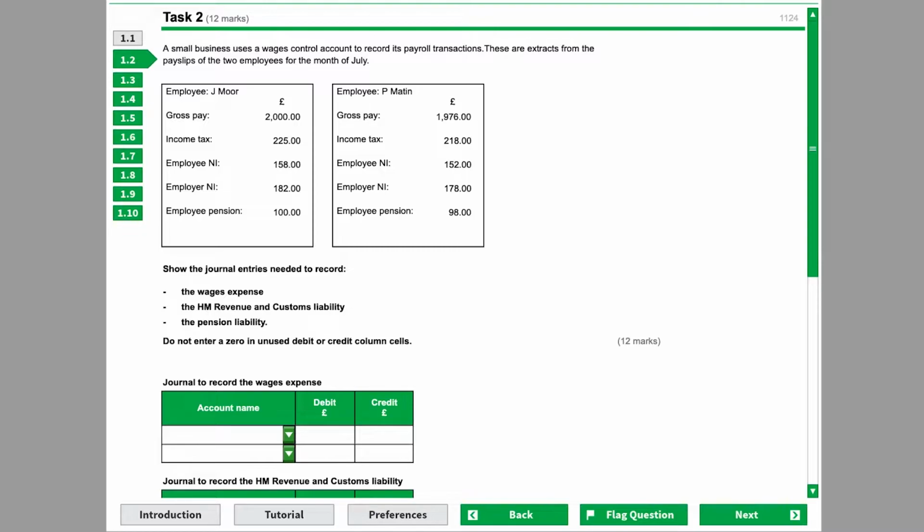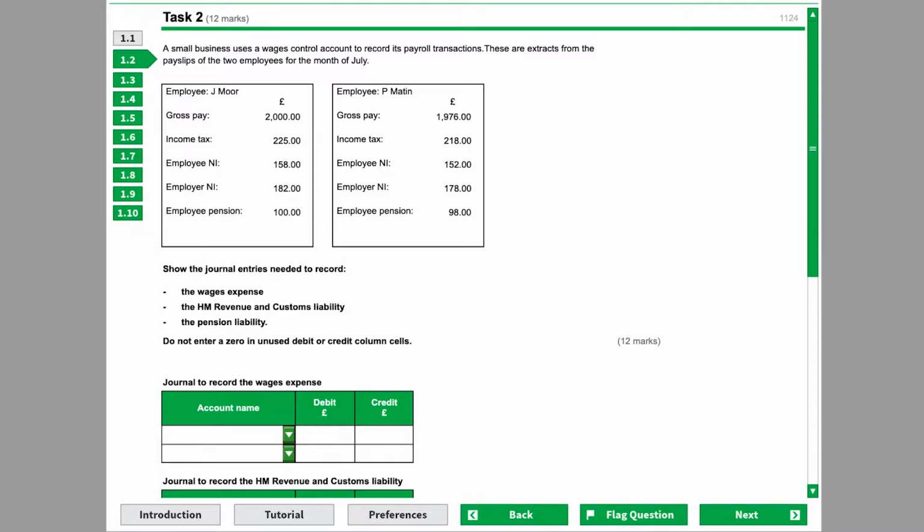So we can see that we have 2 payslips, one for J. Moore and one for P. Matin? Who knows? Anyway, doesn't matter. Show the journal entries needed to record the wages expense, the HMRC liability, and the pensions liability. Basically then we have 2 payslips and we need to enter the information from both into our accounts using journals.